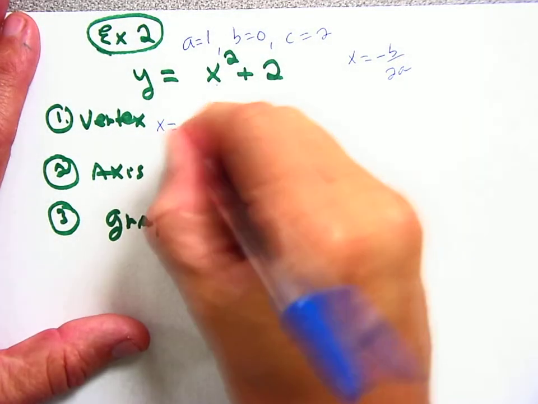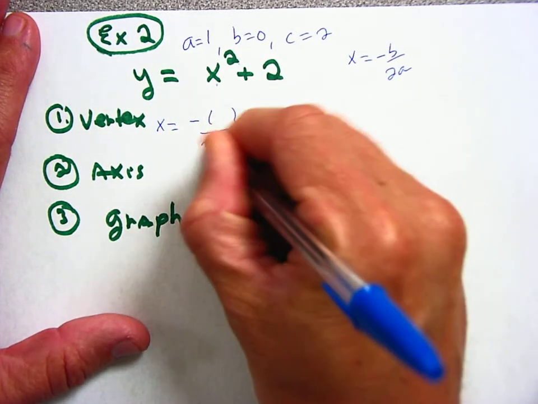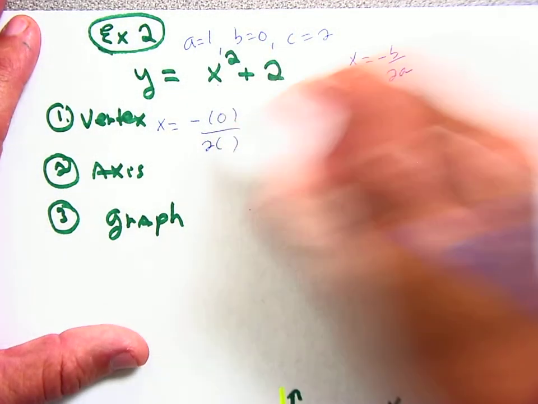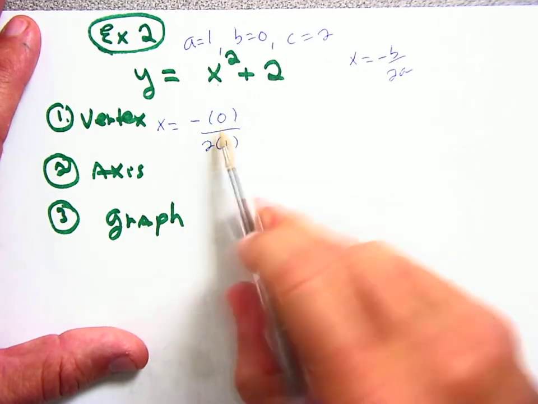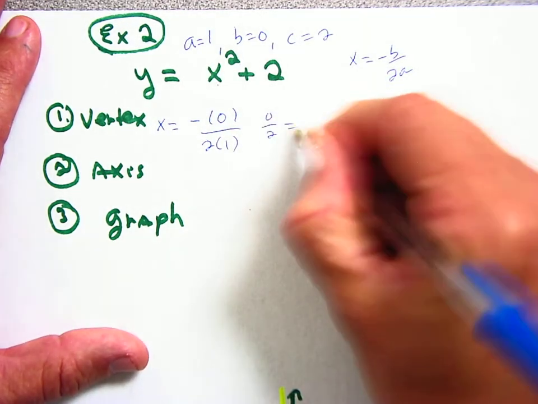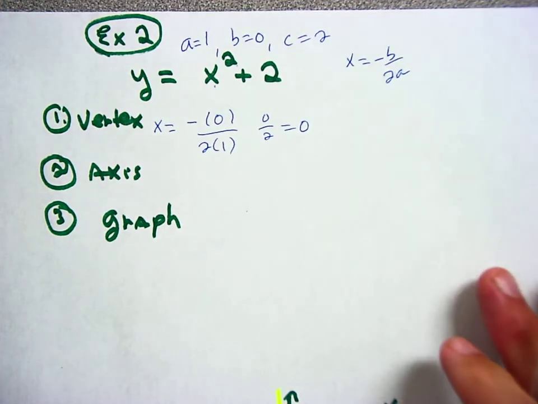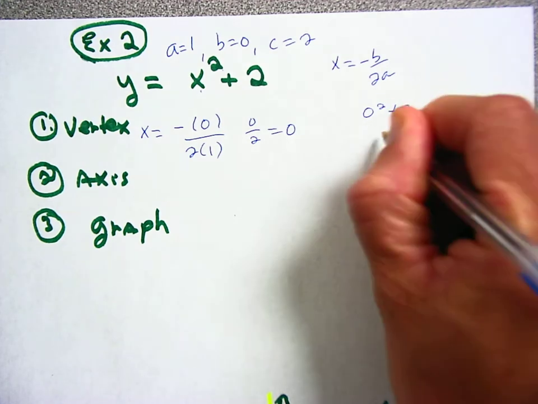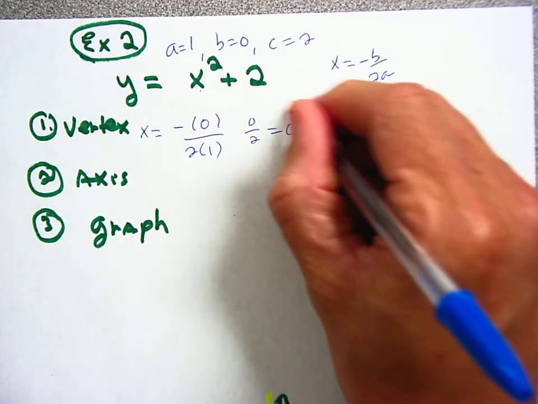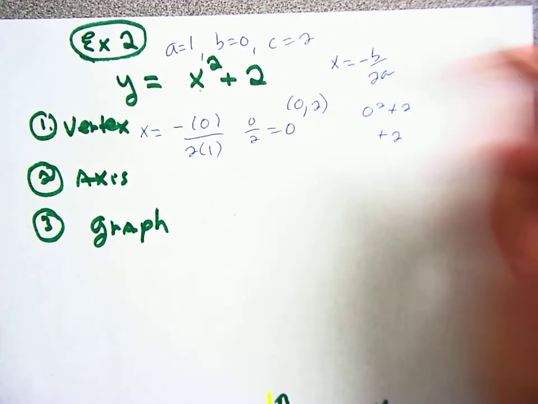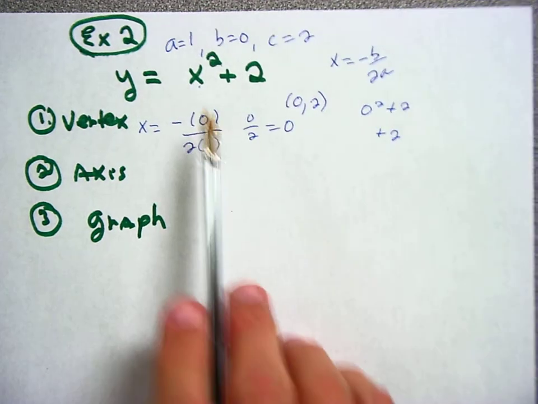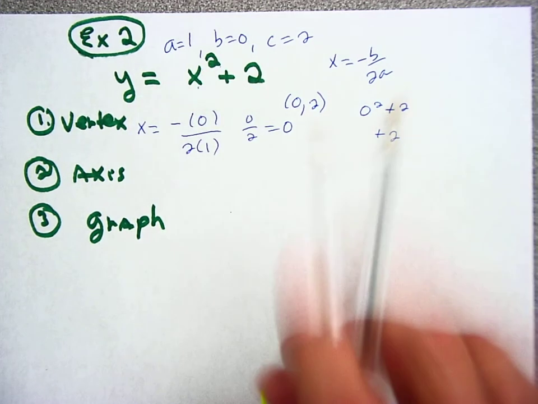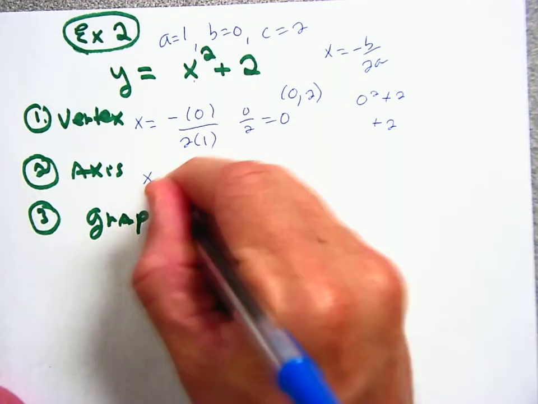So I'm going to go negative b over 2 times a. You said b was 0, so I'm going to put a 0 here. You said a was 1. The opposite of 0 is still 0. 0 halves is still 0. I like this one. Then you take your function and you plug in 0 squared plus 2. But I bet you already know it's 2. Your vertex is 0, 2. And you can tell because if you plug in 0 here, this x squared term is gone. The only thing left is y is 2. Axis of symmetry is x equals that 0.